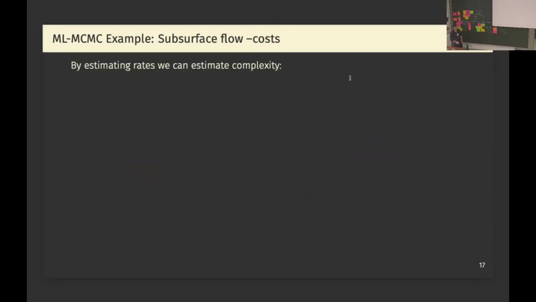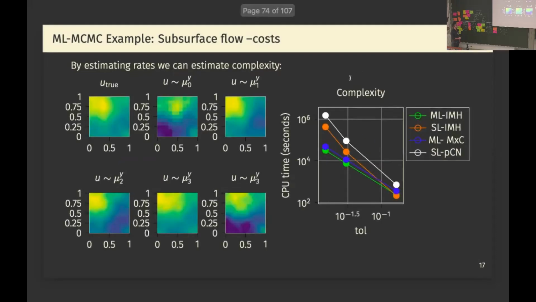Okay, and once these rates have been estimated, one can, of course, compute the complexity of these methods, like how many samples one would need to obtain an estimator up to a given tolerance. If we compare those with respect to their single level counterpart, we get something that looks like this. Here in the green one and the blue one, we have both versions of the multi-level MCMC algorithm that we implemented. And here in the orange one and the white one, we have their single level counterpart.